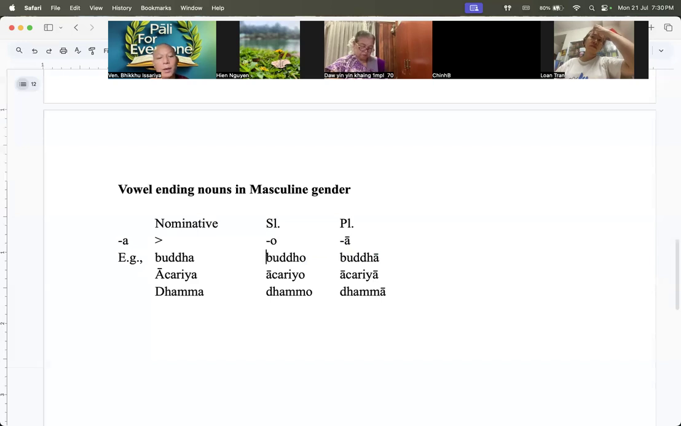Here you see those nouns ending in a in the masculine: this a changes to o, and in the plural this a is replaced with ā, Buddhā in this way. We have many nouns with the a ending, which is very common, and these are some of them. All those nouns in the masculine gender change like this for the subject case, the nominative case.